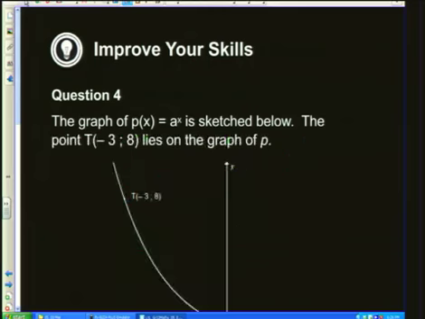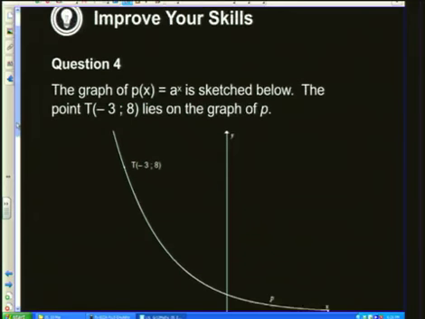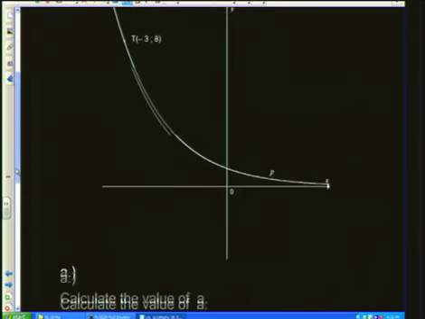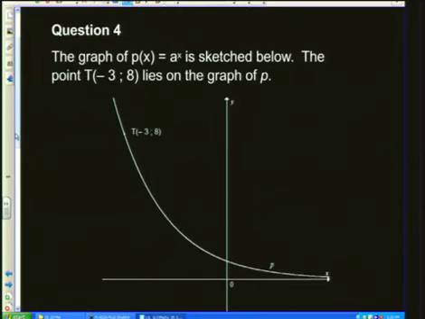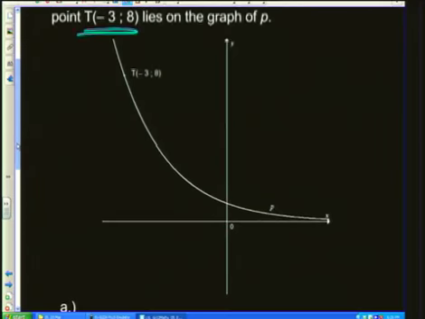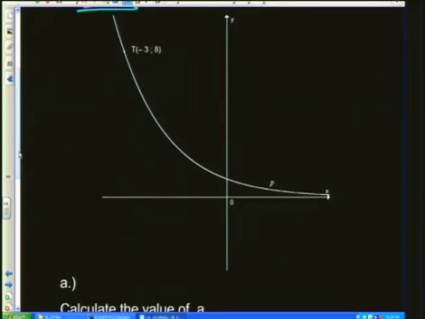Now the next question, which is question number 4. It says the graph of p of x equals a to exponent x is sketched below. The point minus 3, 8 lies on the graph. That's very important. The point minus 3, 8 lies on the graph. So this point is also part of your exponential graph.